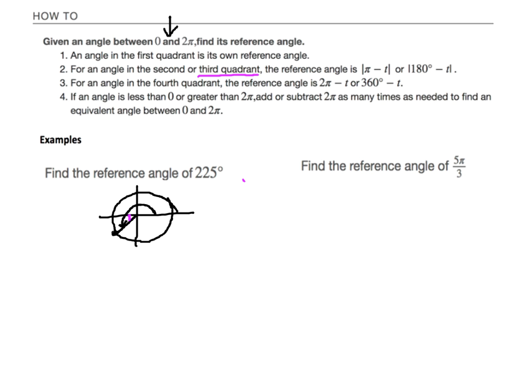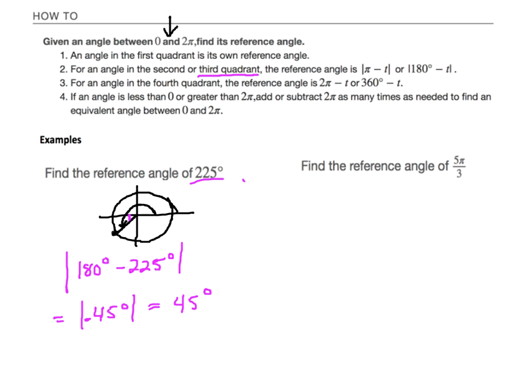the way I find that is to subtract it from 180 and take the absolute value. Since it's in degrees, I'm going to use 180. So the absolute value of 180 degrees minus 225 degrees is equal to the absolute value of, I'm sorry, negative 45 degrees. But the absolute value of that is just 45 degrees. So that's the measurement of the reference angle there.